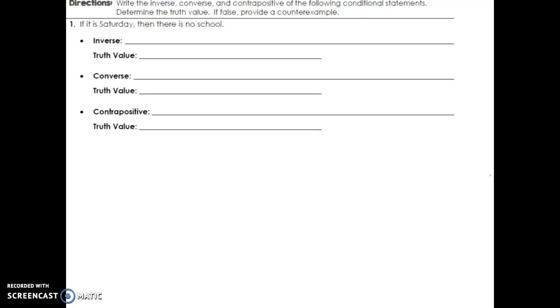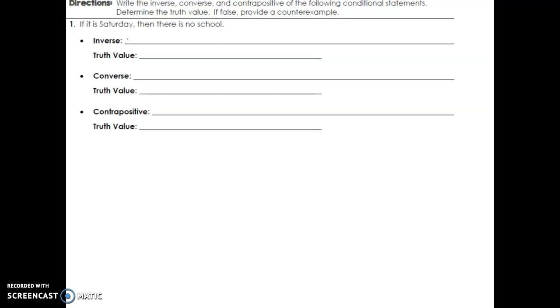So the directions say write the inverse, the converse, and the contrapositive of the following conditional statements. Determine the truth value. Basically, you're saying, is this true or false? And if false, provide a counterexample. So number one says, if it is a Saturday, then there is no school.